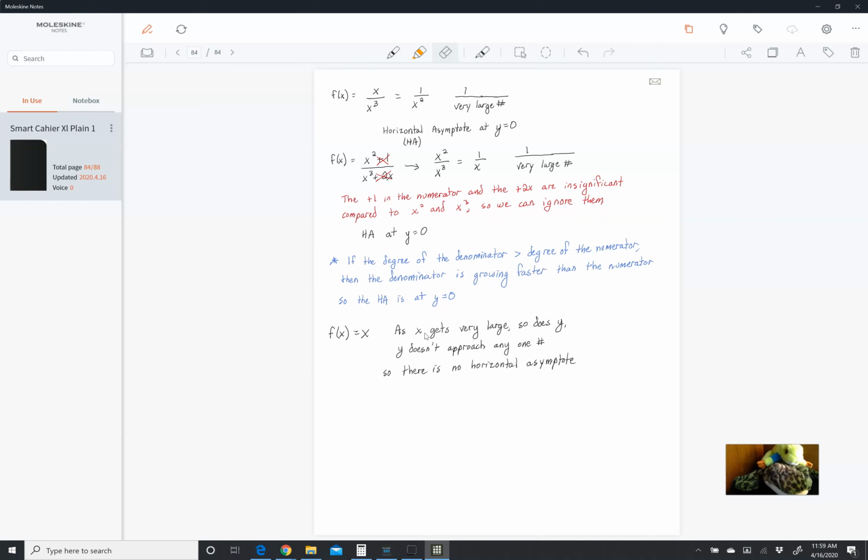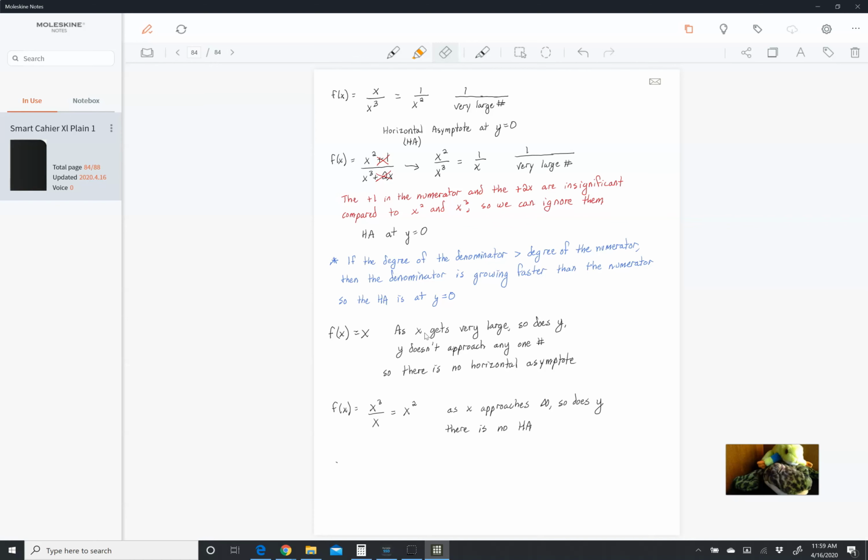Another example. Let's say we have f of x is equal to x cubed over x. Well, this is the same thing as x squared. So once again, as x approaches infinity, so does y. There is no horizontal asymptote. Okay. Now we have another possibility.